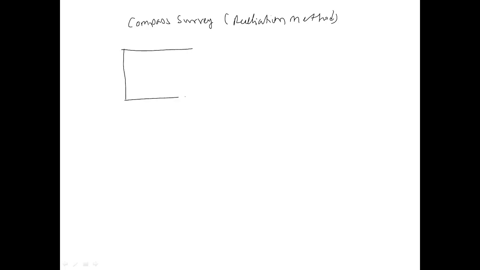So in the radiation method of compass survey, we had one polygon, A, B, C, and D, and we randomly pick up one point and mark that point as the O point. Then through that O point we take the observations.